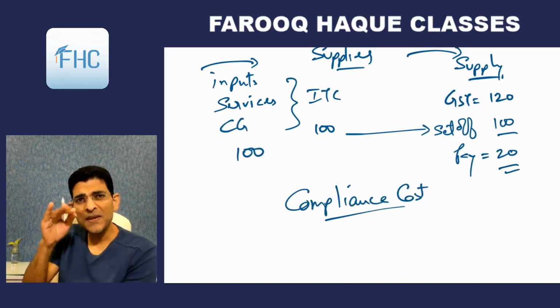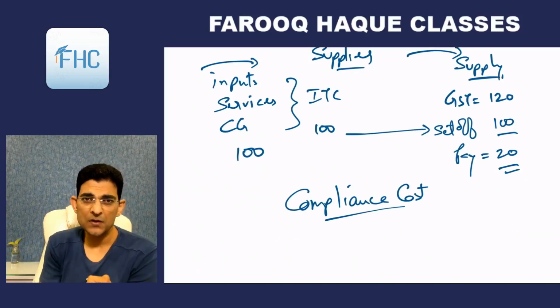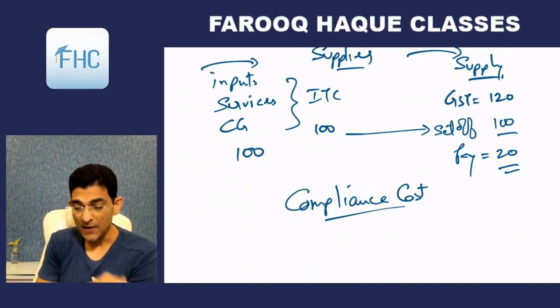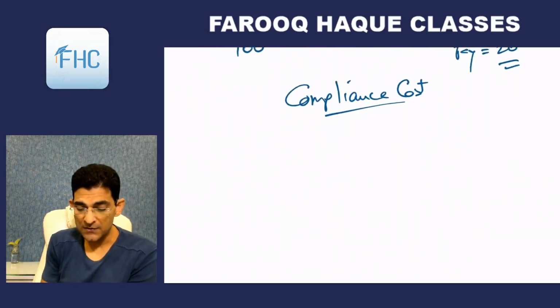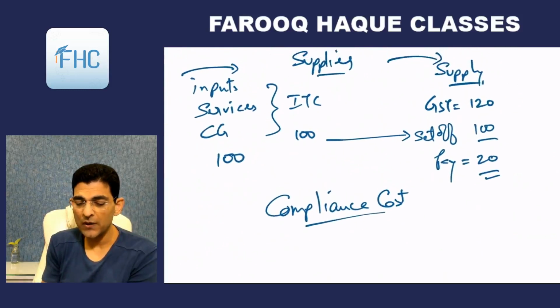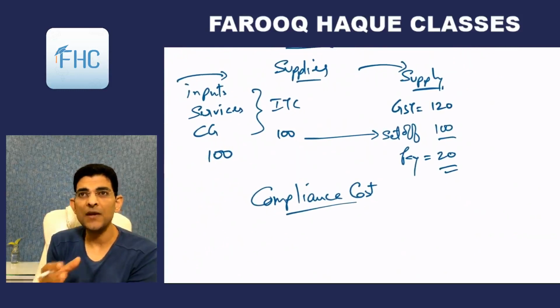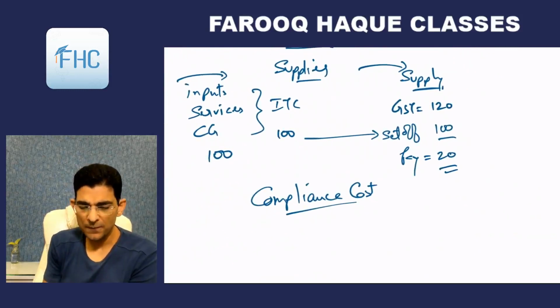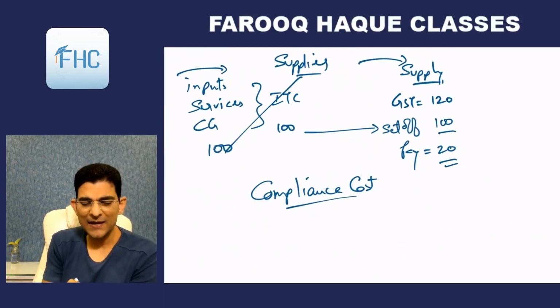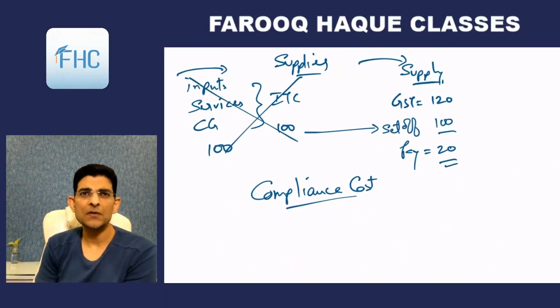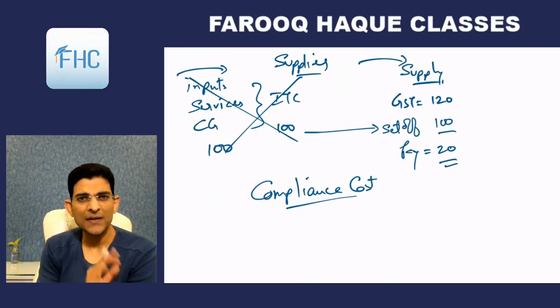So in order to minimize this compliance cost, the government has given you an alternative scheme of payment of GST, and that is called composition levy. So in composition levy, you don't have to calculate tax in the normal way like we did in this example. You won't take any ITC on any inputs, services, or capital goods. No ITC, forget that. So you don't have to maintain any records and documents.